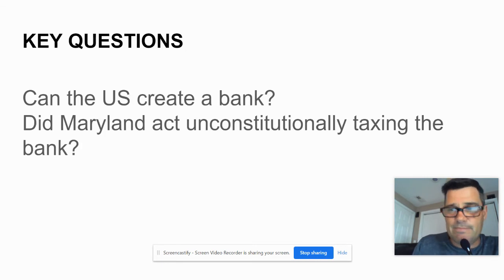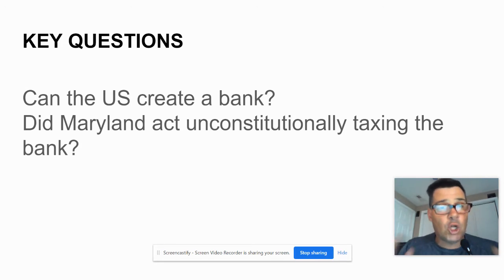All right, key question. Can the U.S. create a bank? That's the first question. Is it the fact that it's not directly enumerated, and it says the U.S. can create a bank? Can it do that? And second, did Maryland act unconstitutionally in taxing the bank? So basically, can Maryland tax a bank? Those are the key questions. Can the U.S. create a bank? And did Maryland act unconstitutionally? Remember, this is all about federalism and the relationship between the states and the federal government. And if the states can tax a federal entity, then the states are very powerful indeed.